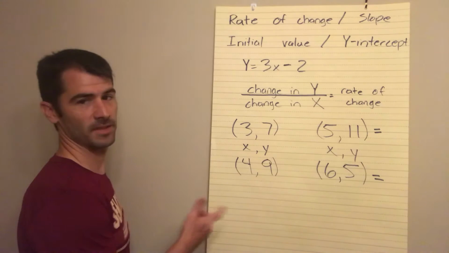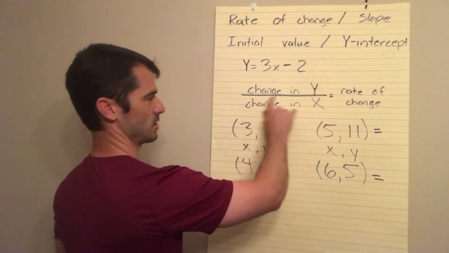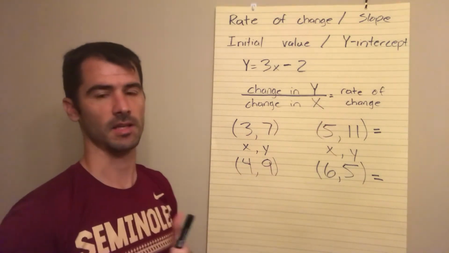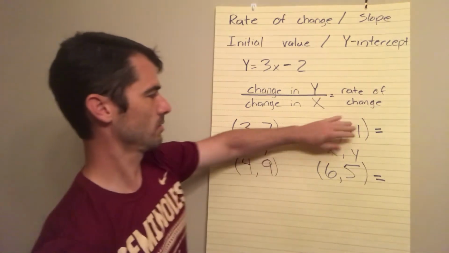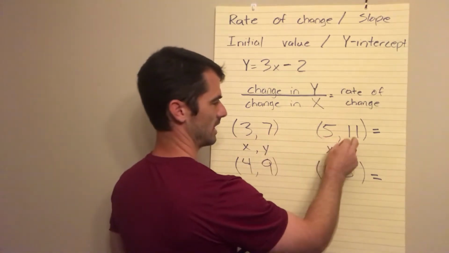The actual definition of rate of change or slope is just the change in your y values over the change in your x values. So basically, they're going to give you two values, and you need to find how much they're going to change. So I've got two sets of coordinates here: (3, 7) and (5, 11).